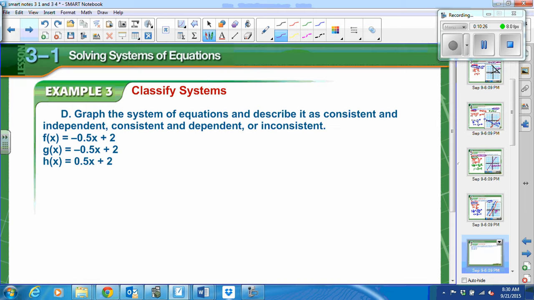Okay, we're not going to graph these. I just want to look at these algebraically. And so if we look at f(x) and g(x) as being a system, what kind of system is it? Well, we know that we have the same slope and the same y-intercept, so this would be consistent and dependent. It would have infinite solutions.